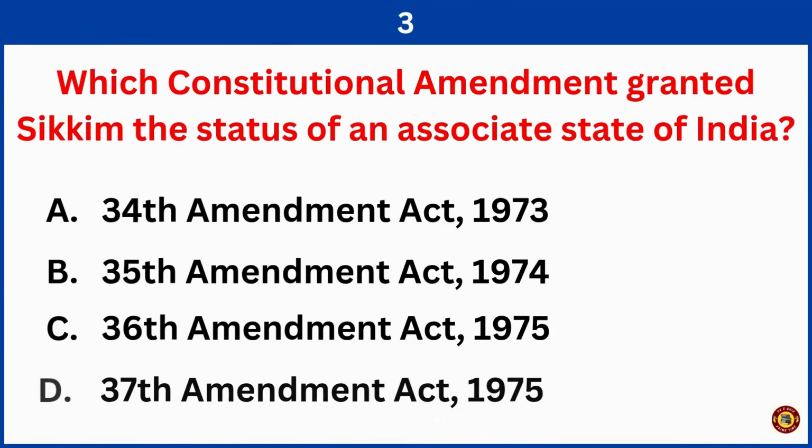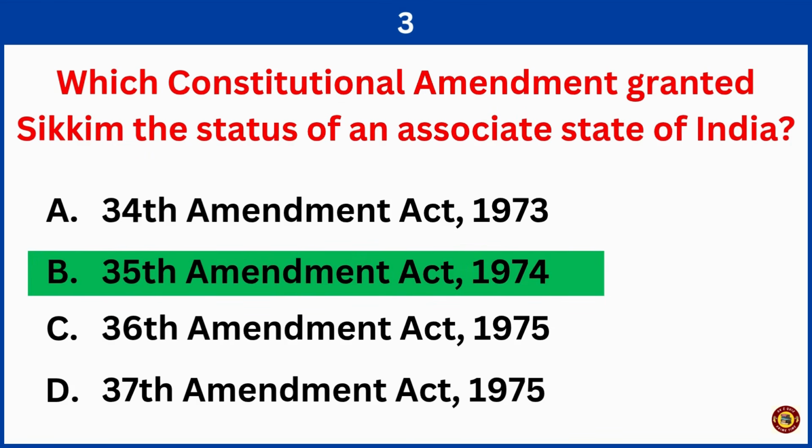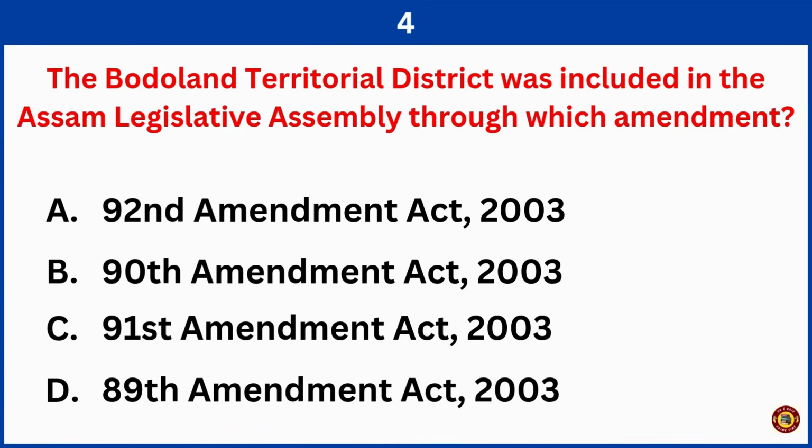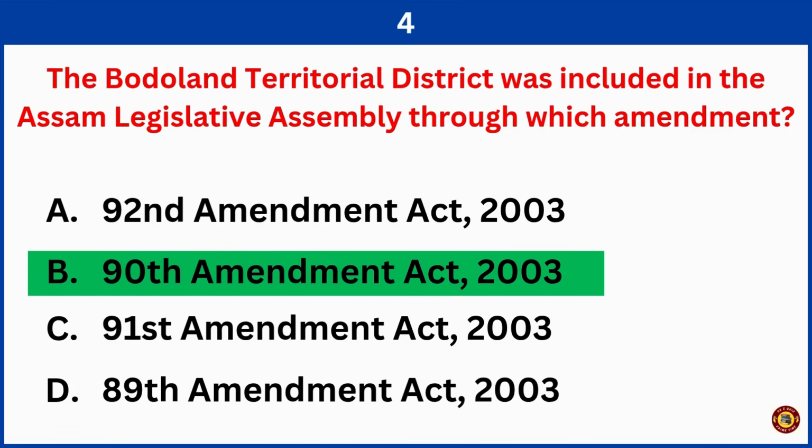Which constitutional amendment granted Sikkim the status of an associate state of India? Right answer is option B, 35th Amendment Act 1974. The Bodoland Territorial District was included in the Assam Legislative Assembly through which amendment? Right answer is option B, 90th Amendment Act 2003.